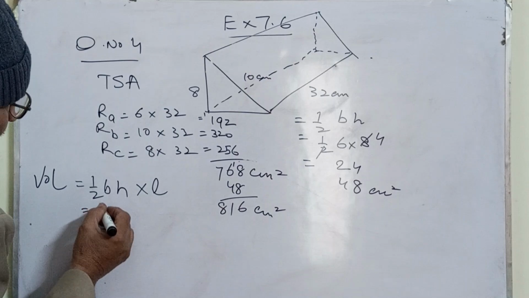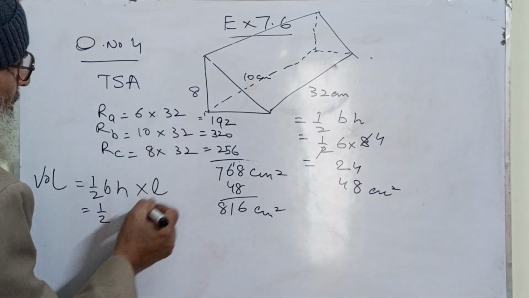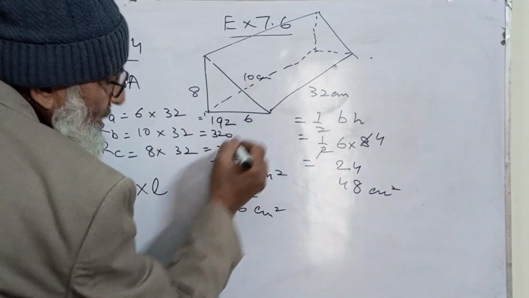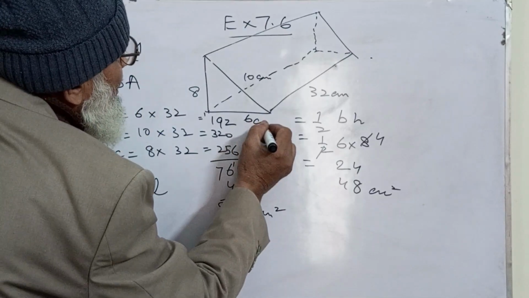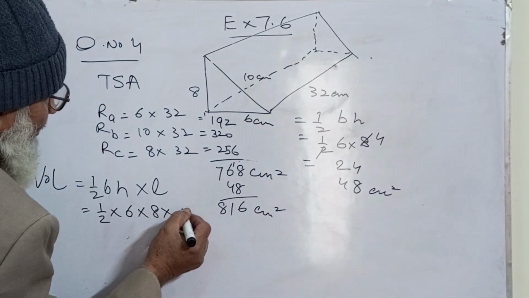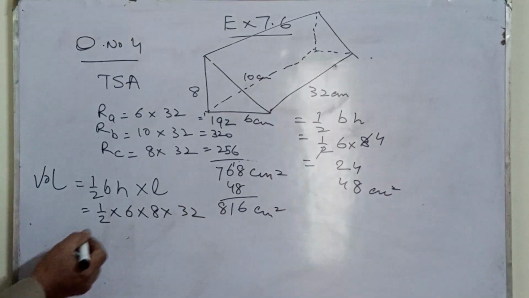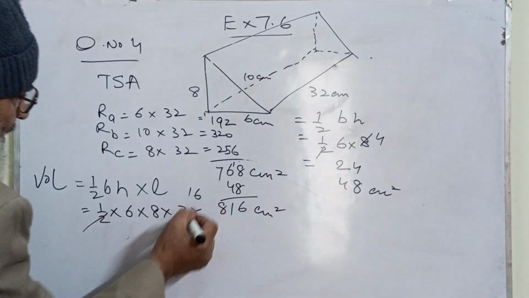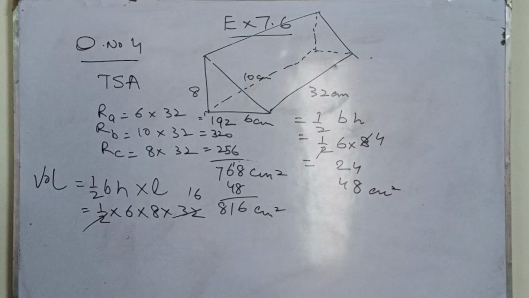Triangular prism. It is equal to half base. The base was 6, I think. Yes, it is 6 centimeters. Base is 6 centimeters, height is 8, into length is 32. Okay, just cancel this with the bigger value. So it will become 48.